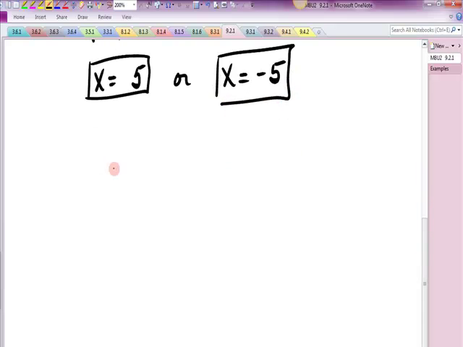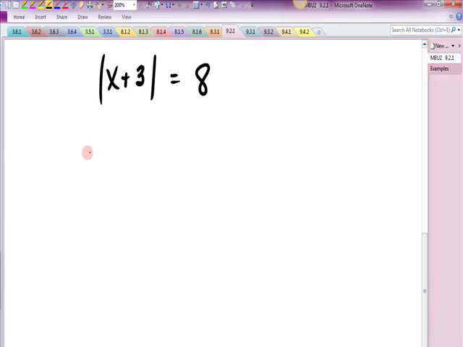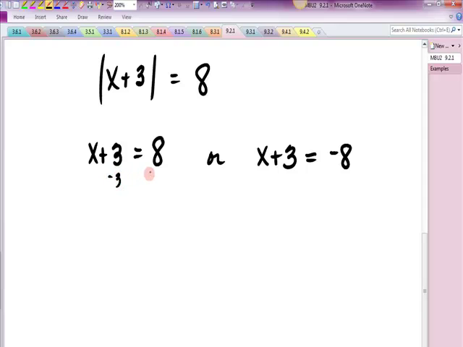If instead you had the absolute value of x plus 3 is equal to 8, then you could say that the quantity x plus 3 might be 8 because the absolute value of 8 is 8, or x plus 3, which is inside, might be negative 8 because the absolute value of negative 8 would be 8. You have two equations, you solve both of them. Subtract 3, x could be 5, or subtract 3, x could be negative 11.